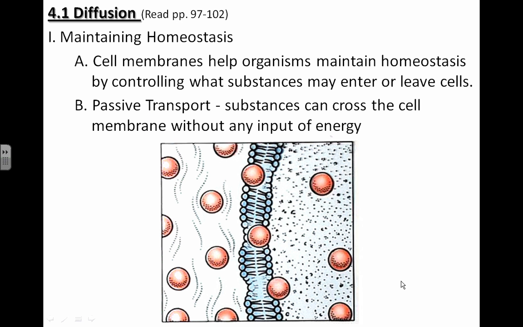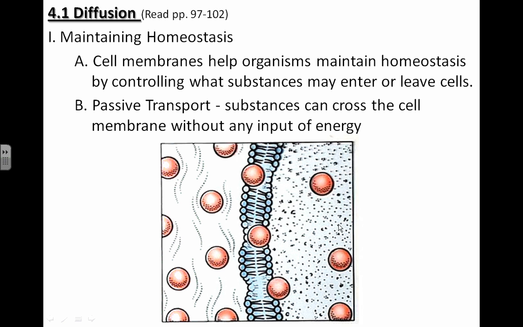Passive transport is the type of cellular transport where substances can cross the cell membrane without any input of energy. Some common examples of this are diffusion and osmosis. This particular section of notes will focus more on diffusion. We'll talk about the osmosis of water at another time.